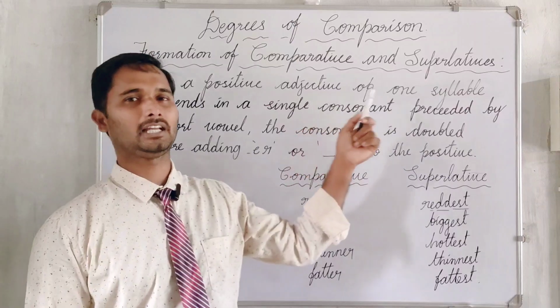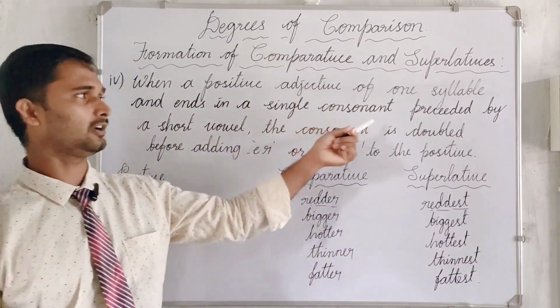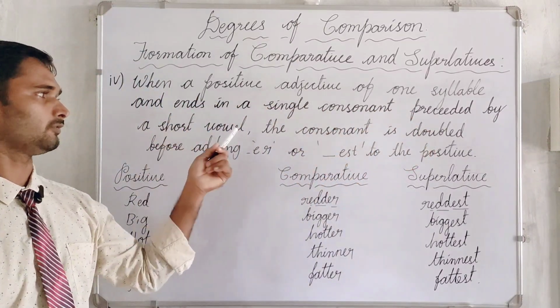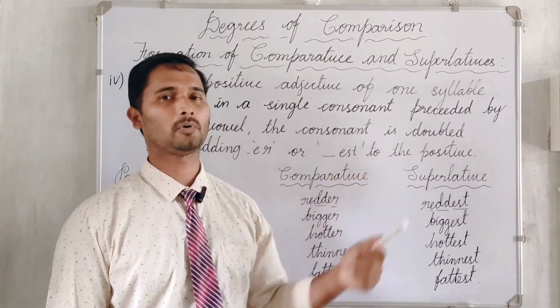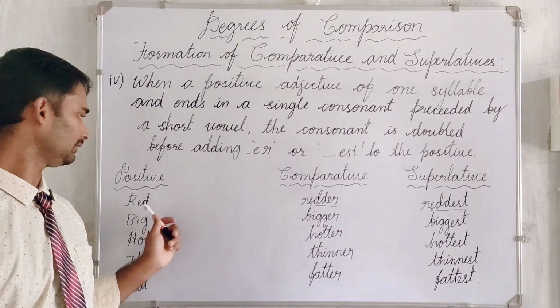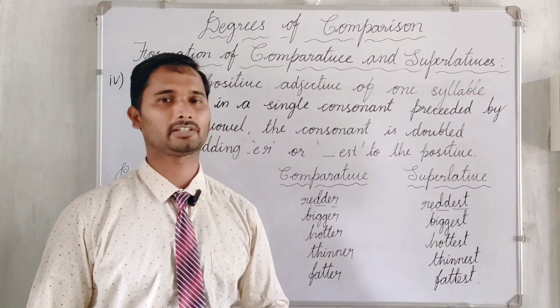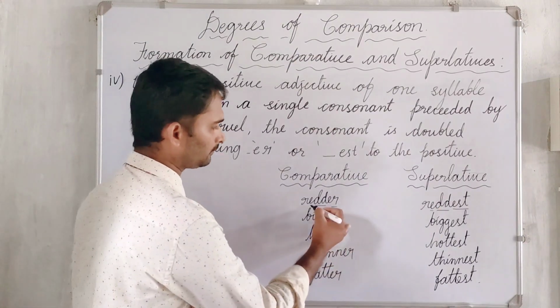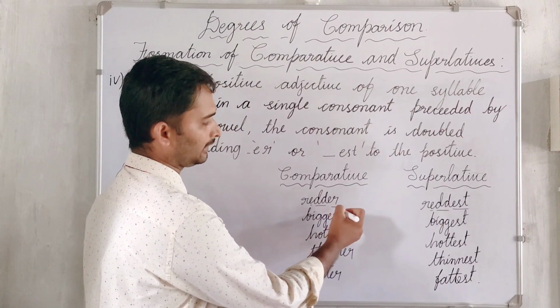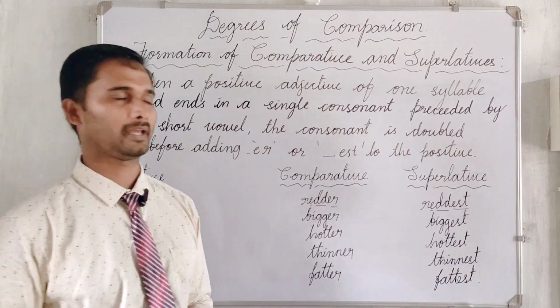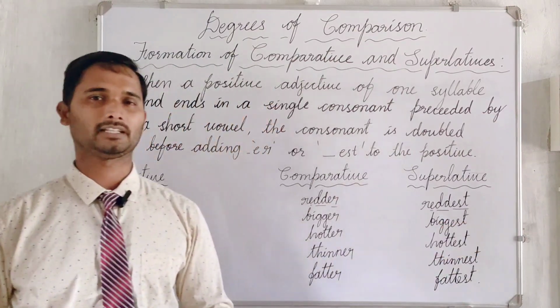When a positive adjective of one syllable ends in a single consonant preceded by a short vowel, the consonant is doubled before adding er or est to the positive adjective. Here are some examples. Red, redder and the reddest. Here in reddest, the short vowel is e and the consonant d is doubled, and er is added to the comparative and est to the superlative degree.